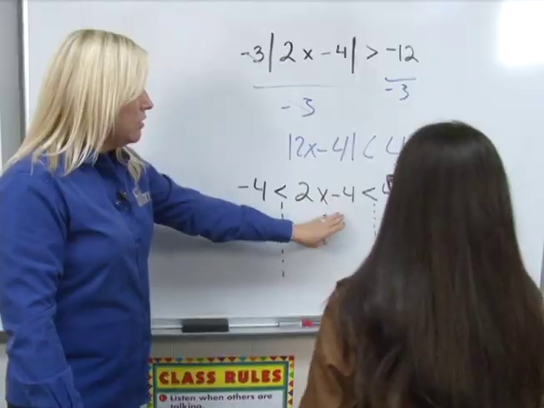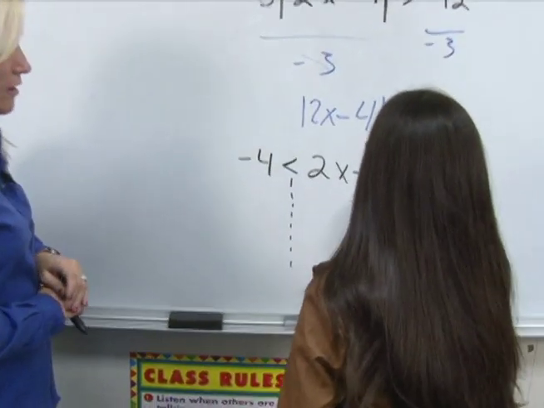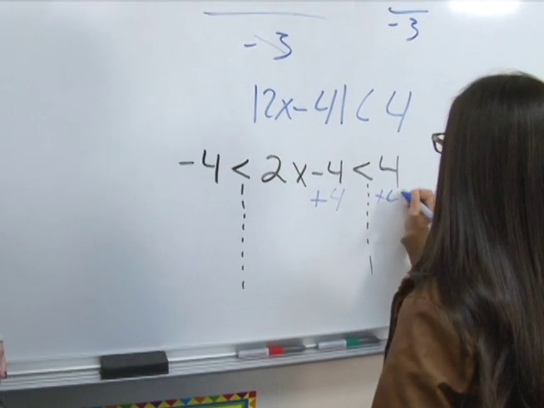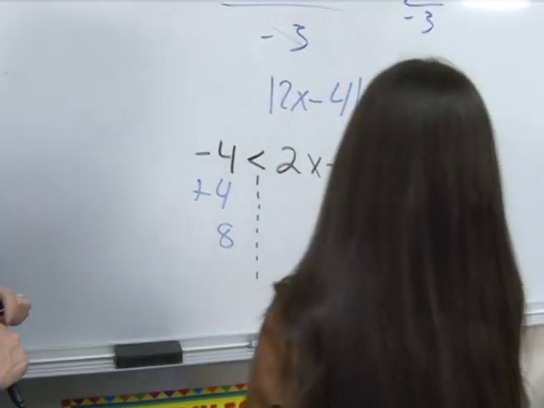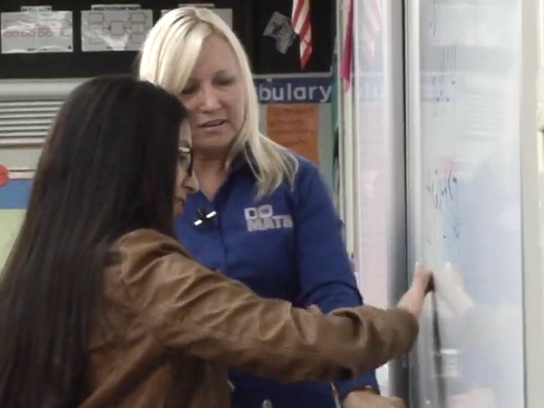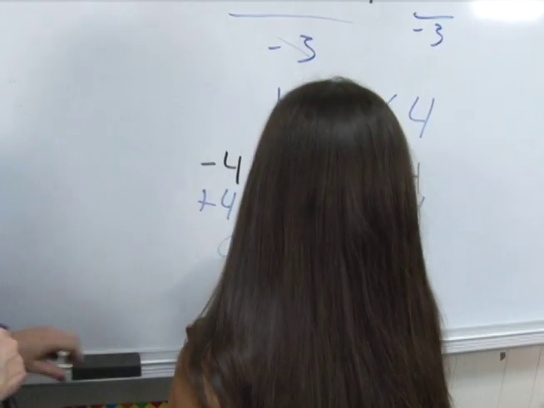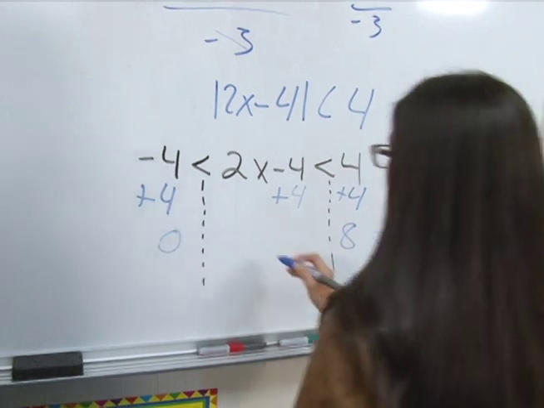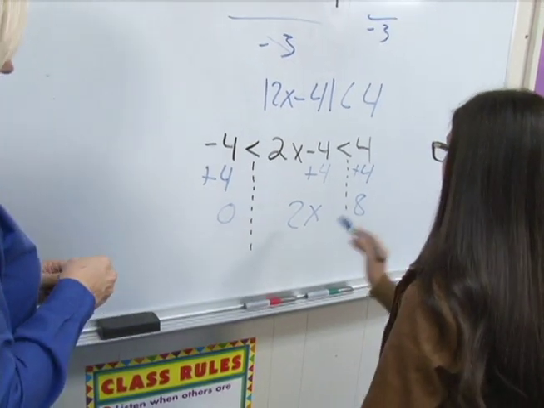So now you're going to go ahead and solve it like you did an equation. All right. You've got to get rid of that and subtract 4. I'm going to add 4 here and here, and that'd give you 8. You'd have another, oh wait, that would be 0. Very good. Let's go ahead and erase that. Good. 0, 8, and then you have your 2x. Okay. Now how do I get rid of this 2 right here? You divide by 2. Okay.